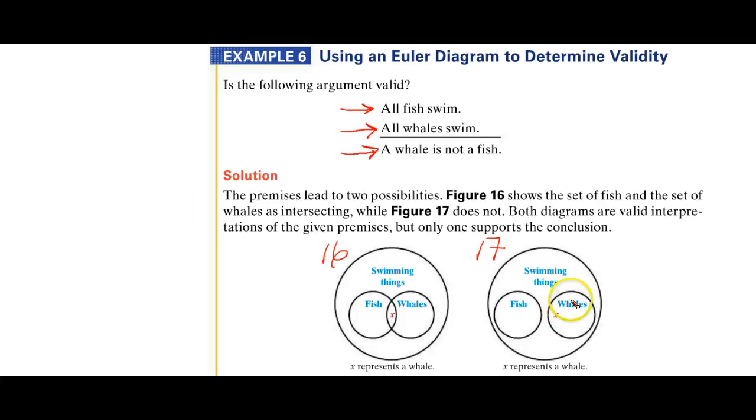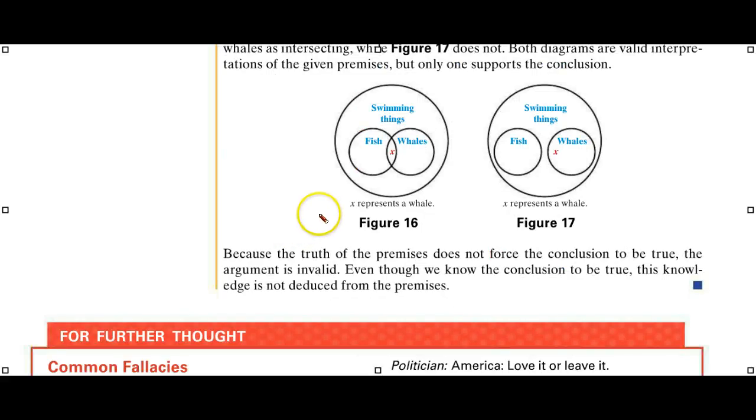Now, since the X, a whale is not a fish, is here and not here, again, you're looking at what would be your final argument. And this is what the authors of our text conclude. Because the truth of the premises does not force the conclusion to be true, the argument is invalid. Even though we know the conclusion to be true, this knowledge is not deduced from the premises.